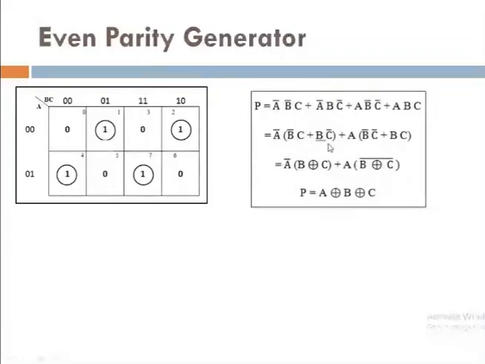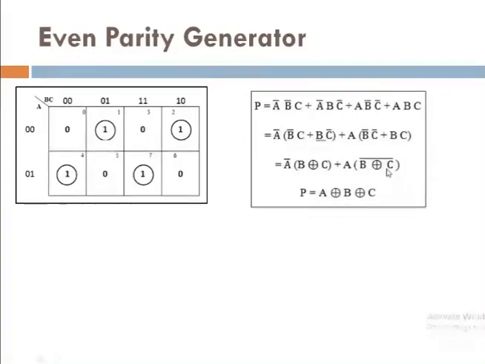Now observe the first bracket. This equation is similar to your XOR gate. So B XOR with C. So we can write down B XOR C. Now observe the second bracket. This is similar to your XNOR gate. So B XNOR with C. So in this way you can write it down.